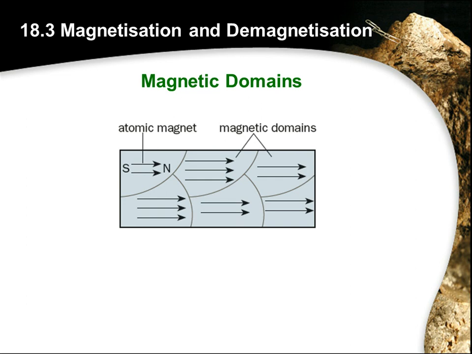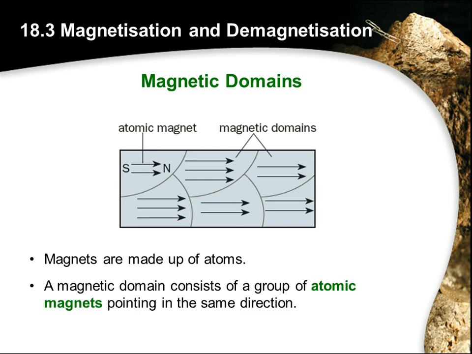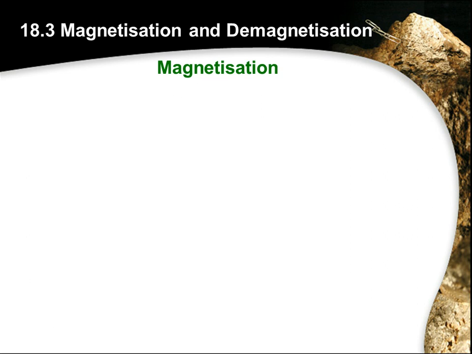For example, consider this really, really small part of a magnet. It consists of a few magnetic domains, 6 in this diagram, and you see that each domain is its own magnet. Now, the arrows indicate the magnetic direction of the attractions. So these magnets are made of atoms, and a magnetic domain is basically a group of atomic magnets that point in the same direction.